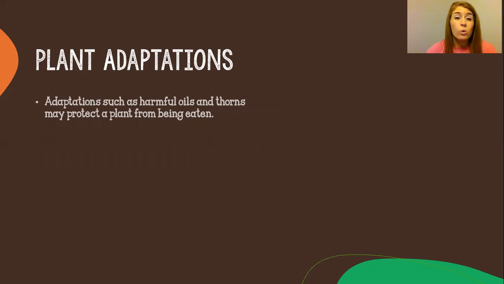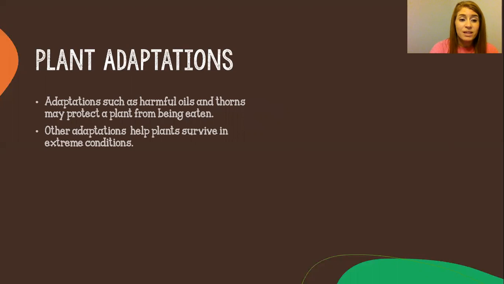Adaptations such as harmful oils and thorns can also help a plant from being eaten. Other adaptations help plants survive in extreme conditions.